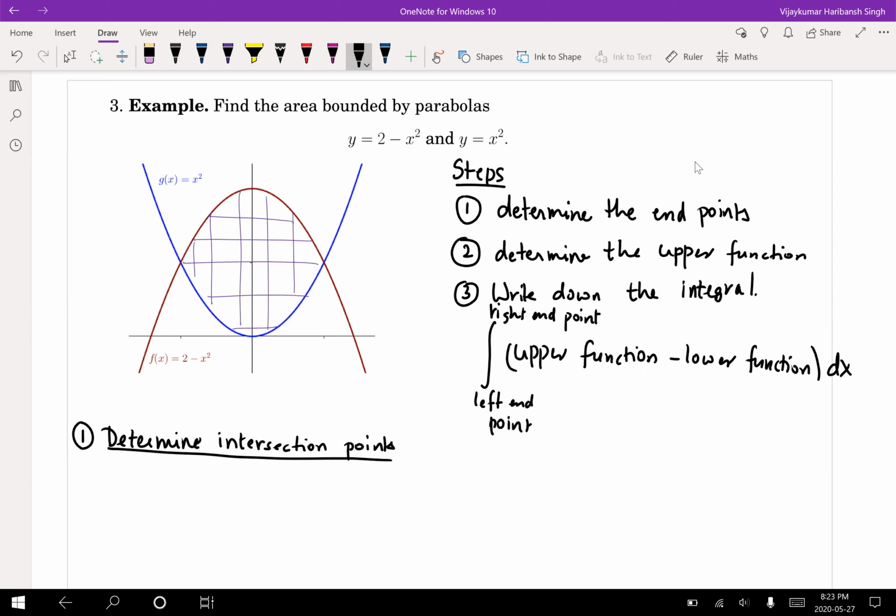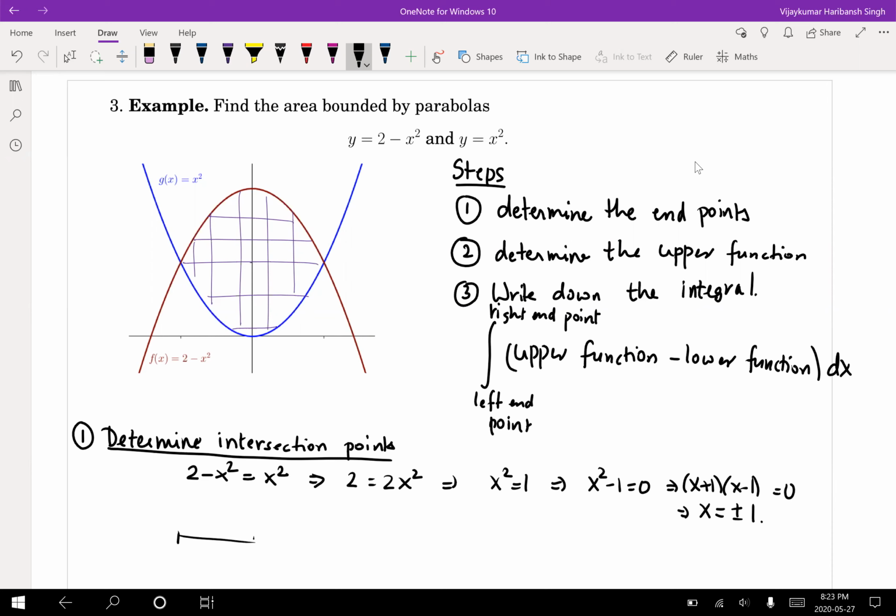So how do you determine intersection points? You basically equate them. So at the intersection point, x and y coordinates are both going to be equal, right? So you can say 2 minus x squared equals x squared. I'm equating that the y coordinate should be the same. So this implies 2 equals 2x squared. This implies x squared equals 1, so x squared minus 1 equals 0. This gives me (x plus 1)(x minus 1) equals 0, so x equals plus or minus 1. So the intersection points are decided.